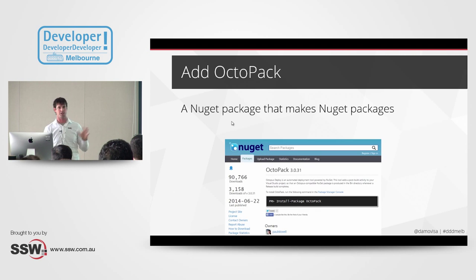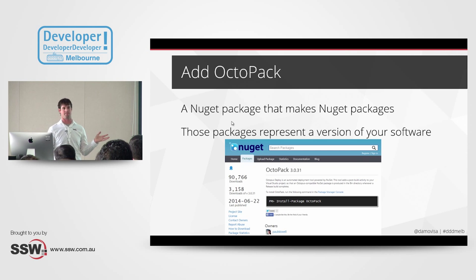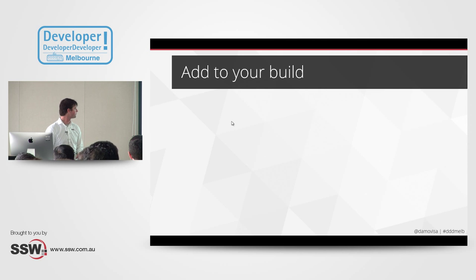Adding Octopack, so Octopack is basically a NuGet package that packages NuGet packages. Right? Simple. It's very easy to do. It doesn't have to be a web project. It can be any kind of .NET project. You just add it, and it basically lets your build process package this thing up as part of it. Each of those packages, like I said before, represents a version of your software. So Octopus knows when you run this Octopack and create a NuGet package, because NuGet has this versioning stuff built in, it's just going to know you've got a new version of your software, a new version of your component.